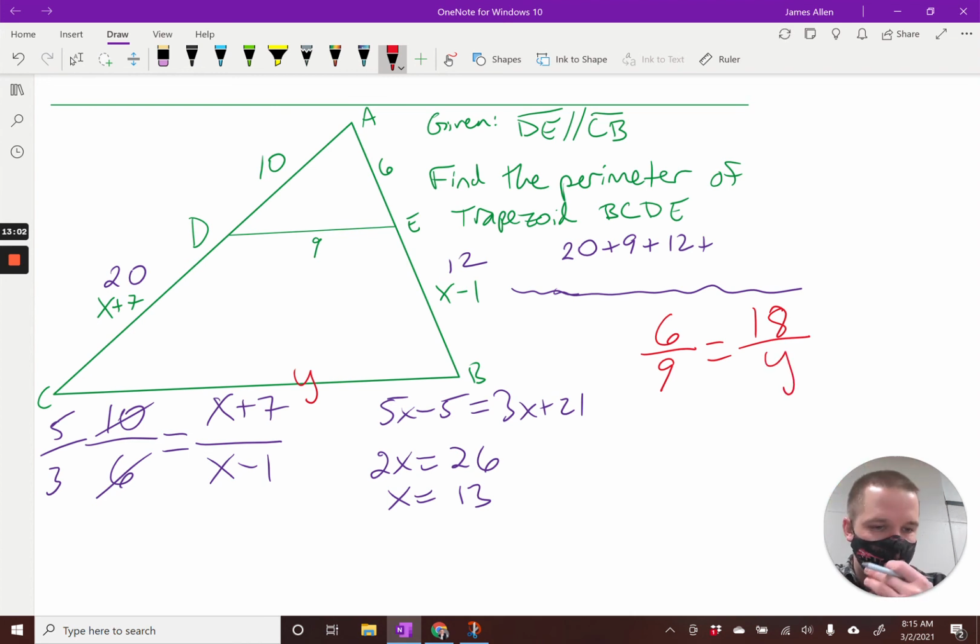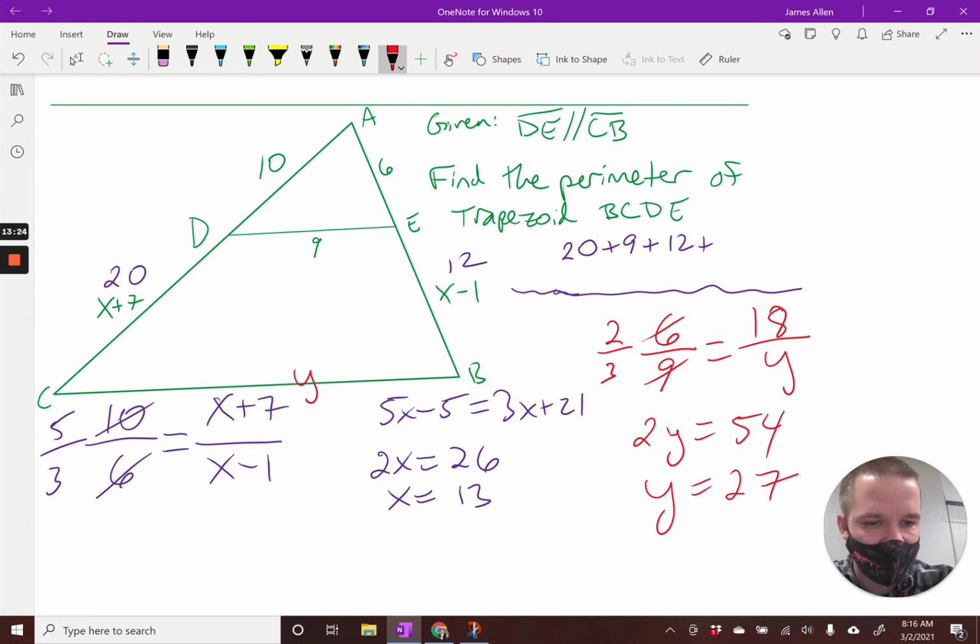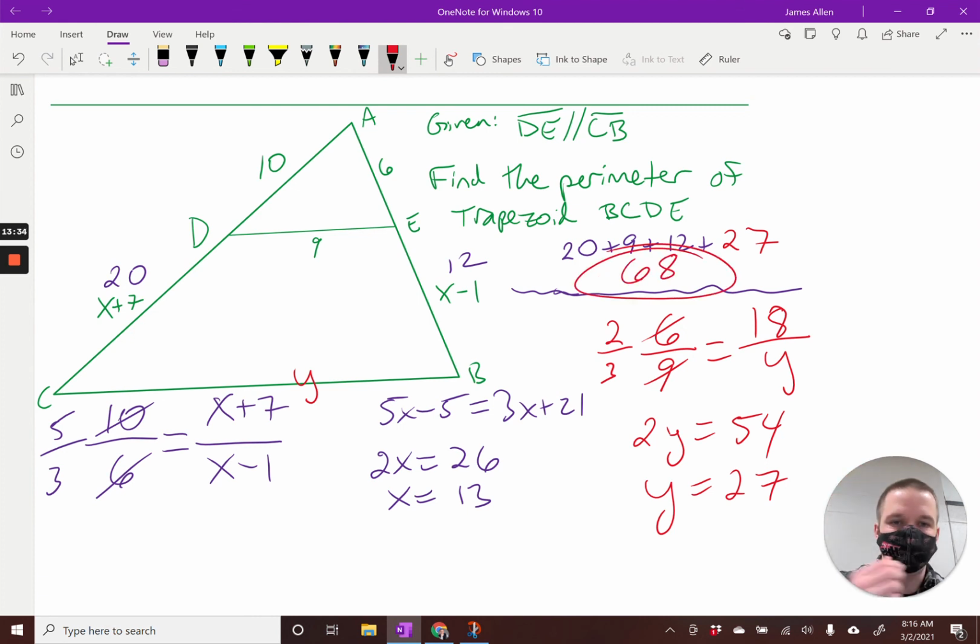And now I can cross multiply and solve. The same could happen if I did 10 over 9. Then I would do 30 over y, because that's the AC length. But I'm going to go ahead and reduce to get 2/3. And now I can cross multiply. I'll get 2y equals 54. So y is equal to 27. And now I can add in that 27 there and get my perimeter. And there we have it. We've got ourselves 68 for my perimeter of trapezoid BCDE.